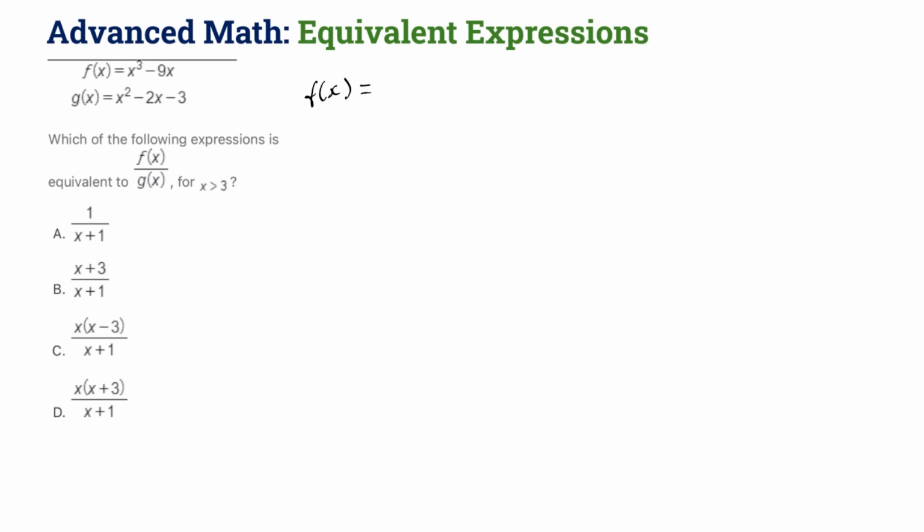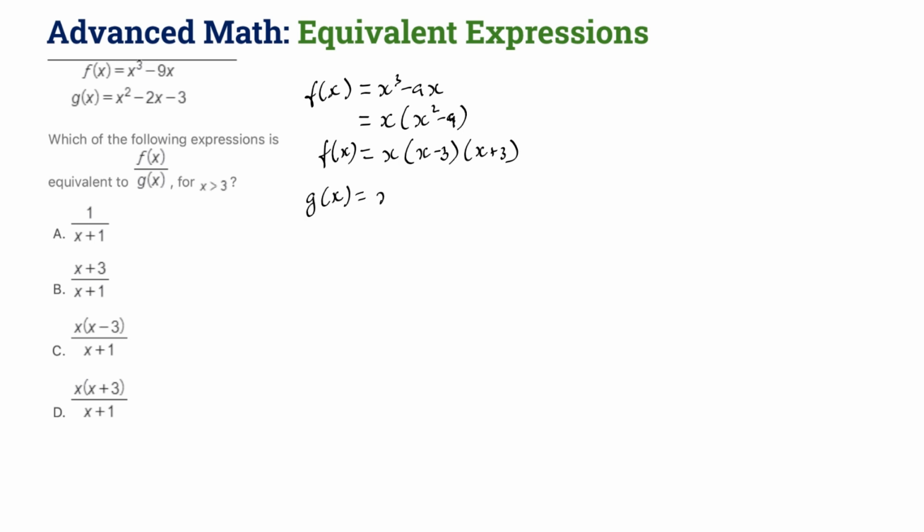So we have f of x equal to x cubed minus 9x, and we can factor out x from this, and we get x times (x squared minus 9). And the x squared minus 9 is a product of sum and difference. So this becomes x times (x minus 3) times (x plus 3). Okay, so this is what f of x is.